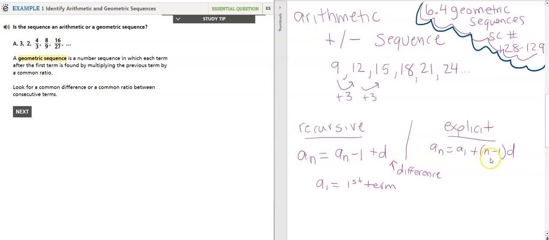And then we had an explicit formula where, again, we had our first term, but here we looked at our previous information. Whatever number we're trying to find, we would subtract 1 and multiply that by the difference. Both of these would help us find a specific number in a sequence. What we're going to start adding on here is the geometric sequence. If you're taking notes, I would start writing this down.